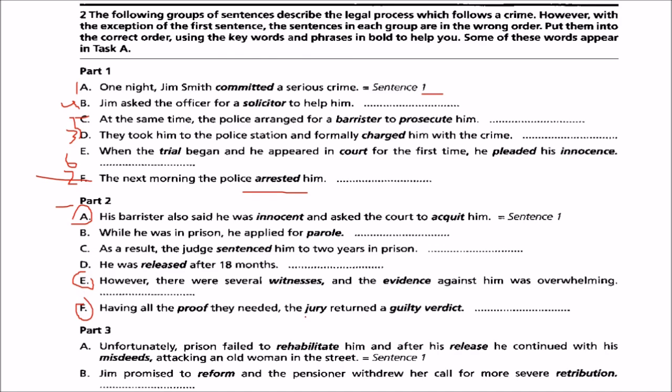Having all the proof they needed, the jury returned a guilty verdict. A guilty verdict. Then C. As a result, the judge sentenced him to 2 years in prison. And then we come to B.